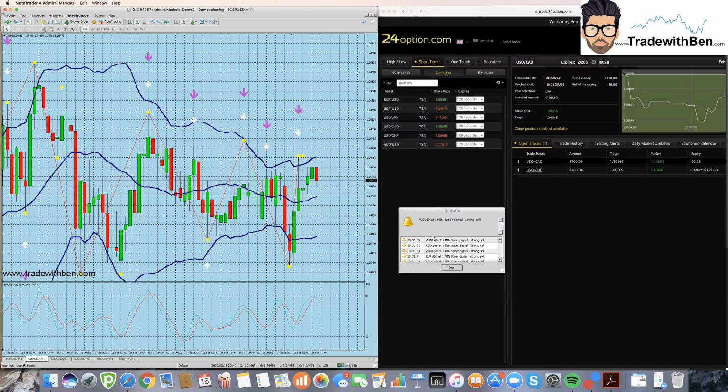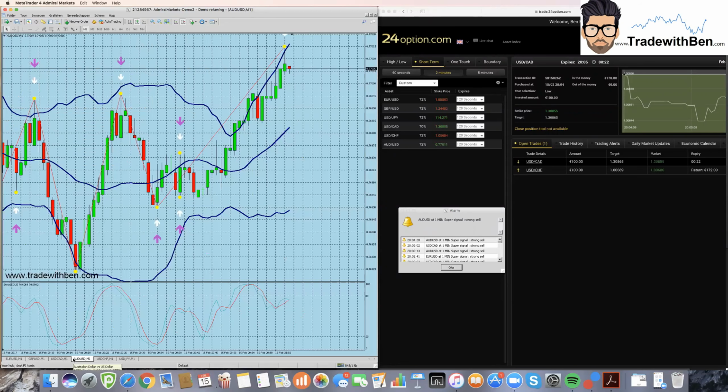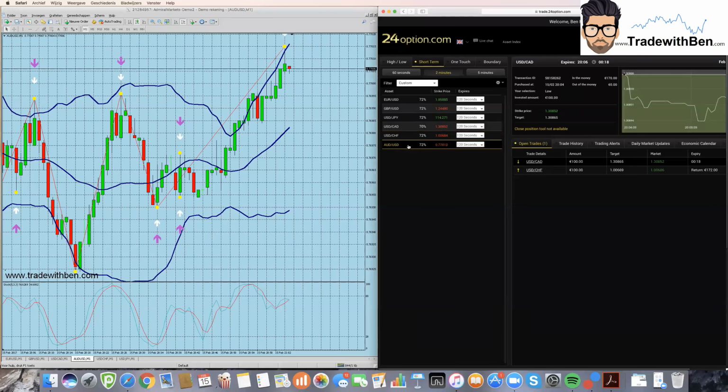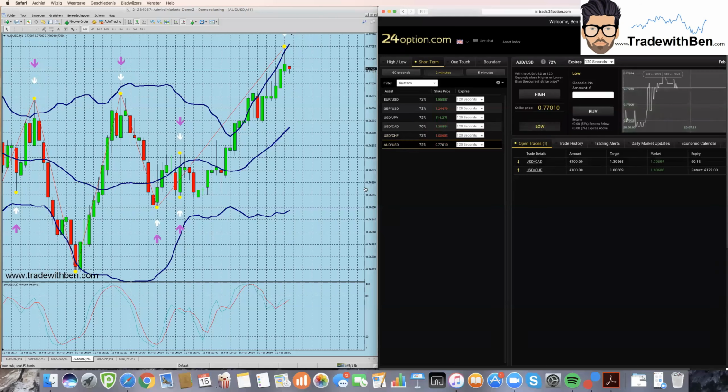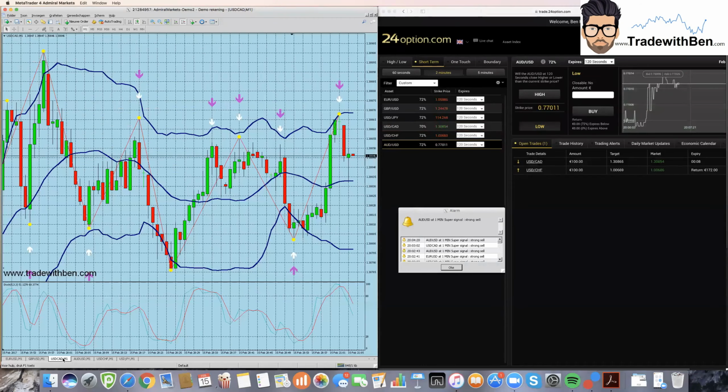Still looking for good setups. This can be quite boring for you guys. I can understand. I'm just trying to show you how the indicator works. And actually, I'm seeing a great setup over here. Australian dollar, US dollar. Oh man, this is a trend. I'm not gonna mess with that one, although it looks quite good. No, I'm gonna leave it for what it is.